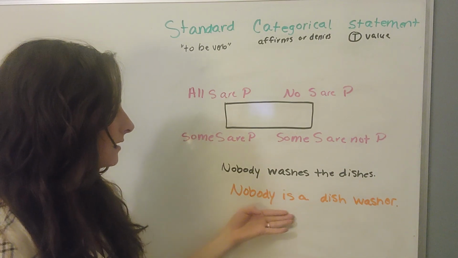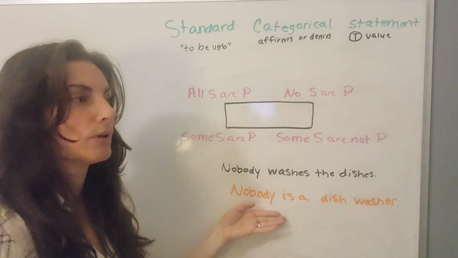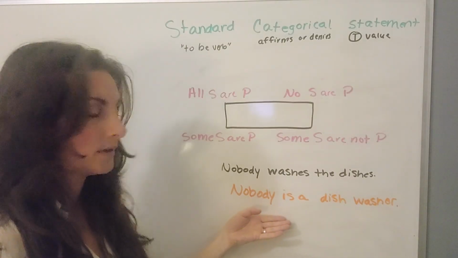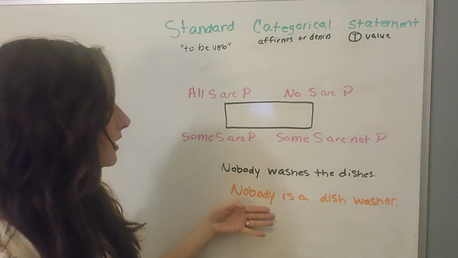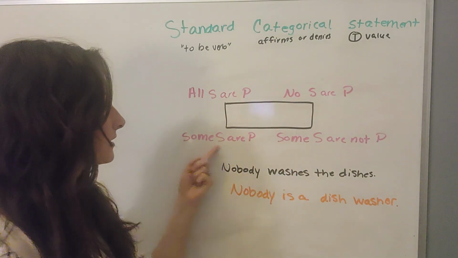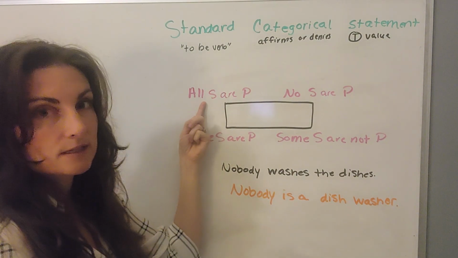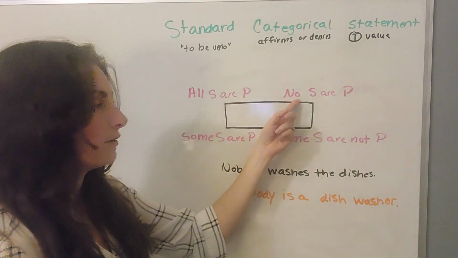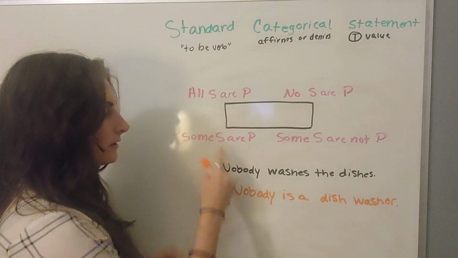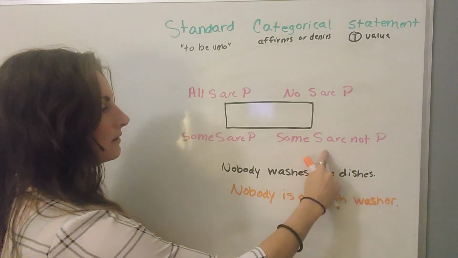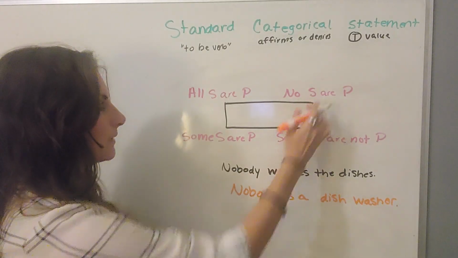So let's look. We've got a nobody. This is implying no one. It's a negative side. And so we're going to look up here and see which one of these looks like it could be the one we could use. Well, it's not all because it says no one or nobody. No is what we're going to use here. It's also not some are, and not some are not, because it's saying nobody. So it's going to be this one here.